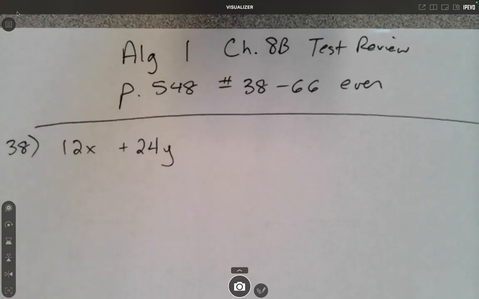We have here the review for Chapter 8, Part B. This focuses on Sections 8.5 and 8.6.